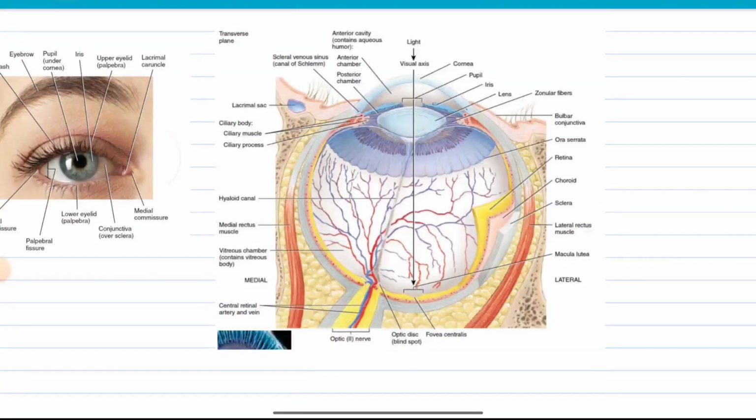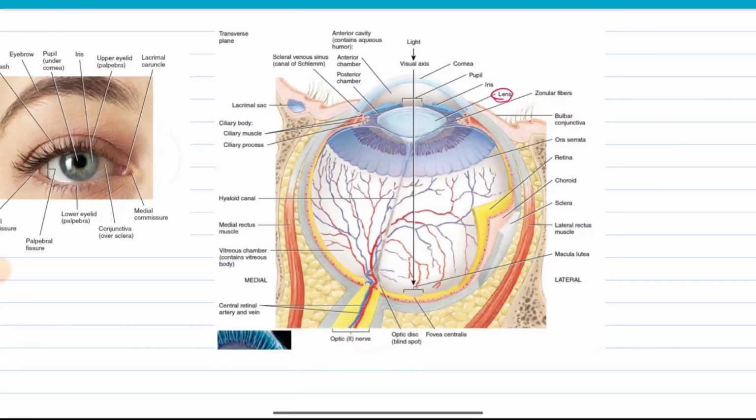Then the lens. This part of the eye is known as the lens. Behind the pupil there is a transparent structure called the lens, and the lens can change its shape, becoming thicker or thinner, to focus light onto the retina. So this part focuses the light onto the retina accordingly.